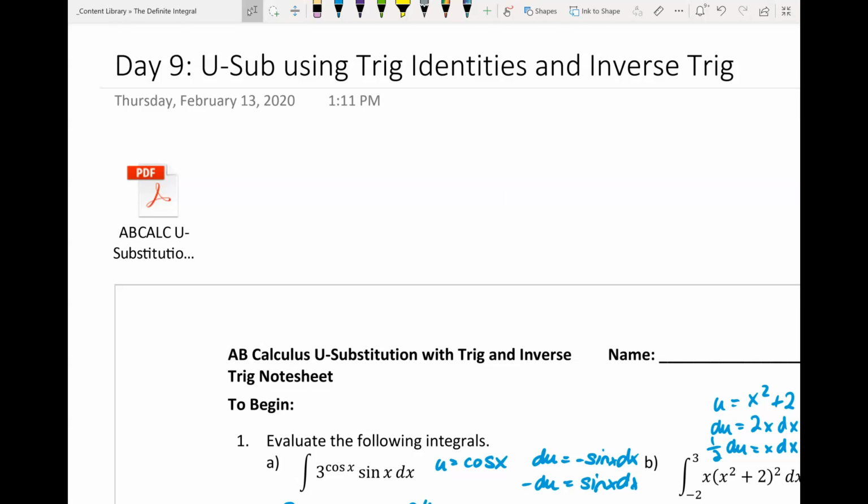So to begin, I have two questions that you can try on your own, 1A and B. And you're going to use U-sub to solve for this, so go ahead and try those on your own, and then when you're ready, press play.